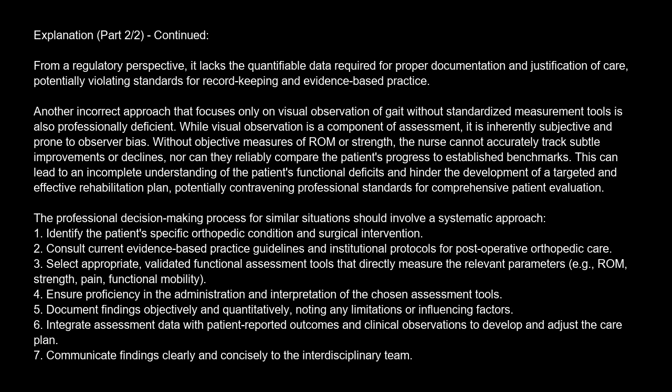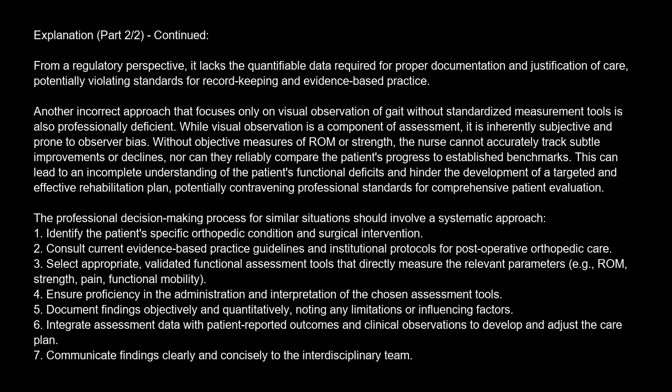Another incorrect approach that focuses only on visual observation of gait without standardized measurement tools is also professionally deficient. While visual observation is a component of assessment, it is inherently subjective and prone to observer bias. Without objective measures of ROM or strength, the nurse cannot accurately track subtle improvements or declines, nor can they reliably compare the patient's progress to established benchmarks. This can lead to an incomplete understanding of the patient's functional deficits and hinder the development of a targeted and effective rehabilitation plan, potentially contravening professional standards for comprehensive patient evaluation.